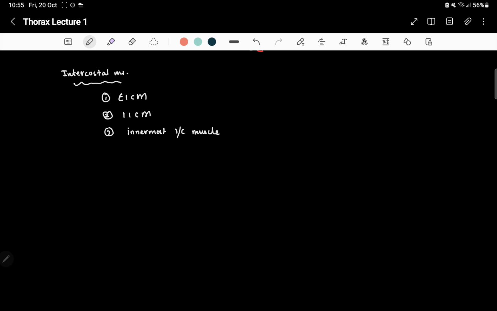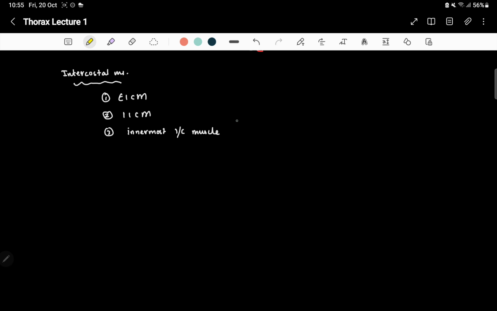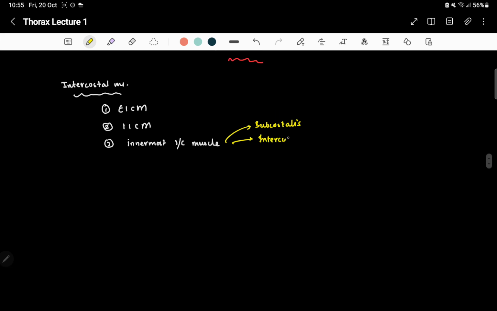Okay, innermost intercostal muscle. So what are the three innermost intercostal muscles? We have subcostalis, intercostalis intimi, and sternocostalis. Understood? So if you understood this, let's discuss about the schematic diagram of these muscles here.